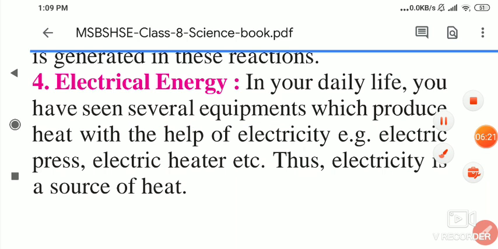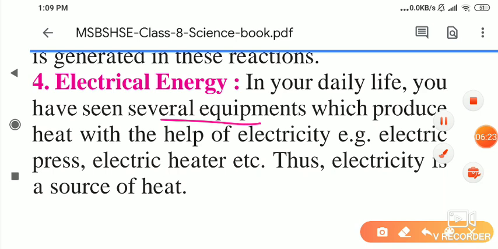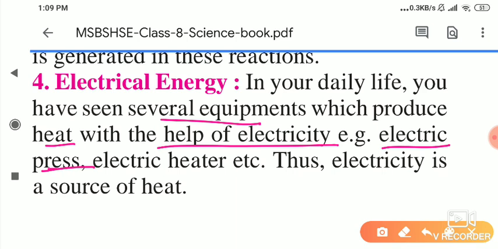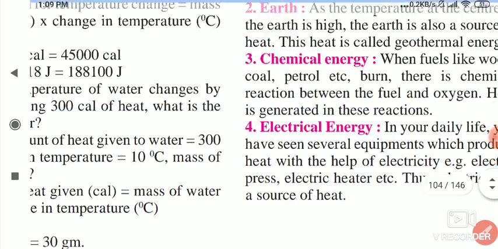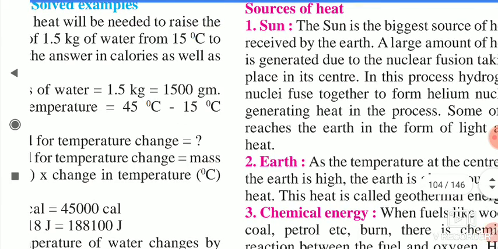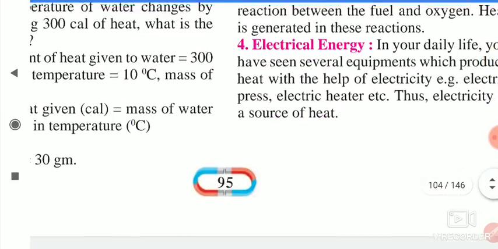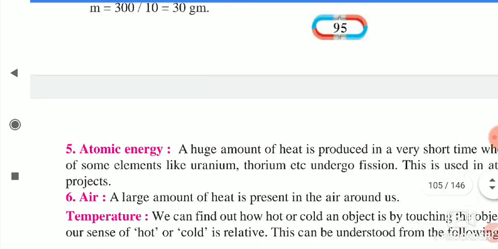So here several equipments are there which produce heat with the help of electricity. These examples are the electrical press, that is the iron, then the electrical heater. These are the electrical equipments which give heat. Thus electricity is also one of the sources of heat. Okay, so these are the four sources, and downside also some are there: sun, earth, chemical energy, electric energy. These are the sources of heat.